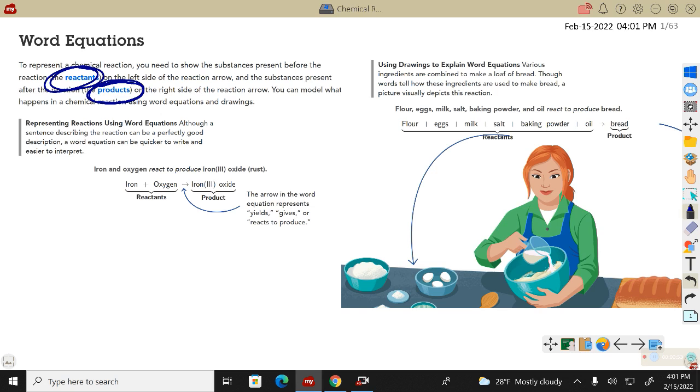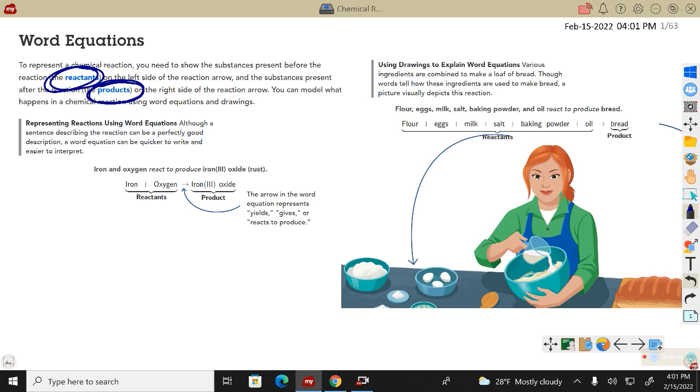Now, if I'm reading a description of a chemical reaction, I might see it written as like iron metal reacts with oxygen gas to produce iron 3 oxide. And that kind of tells me what the products are going to be. And they might use the word yields or gives to indicate the difference between the reactants and the products. But typically they're set up like this: reactants on the left, products on the right. The arrow points toward the products.